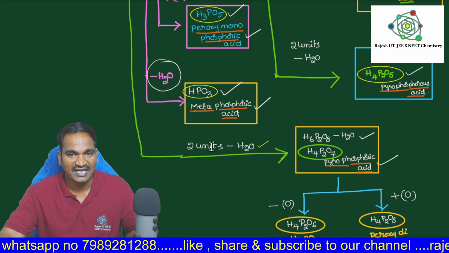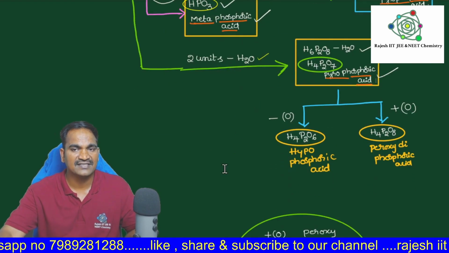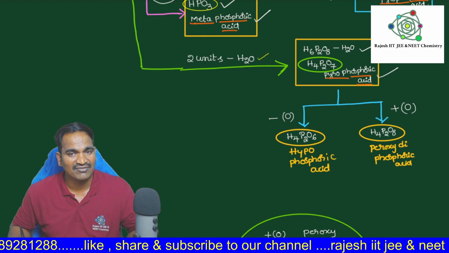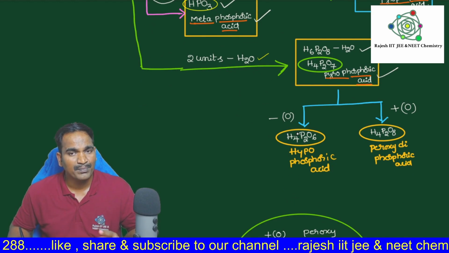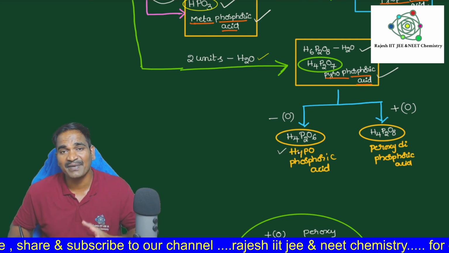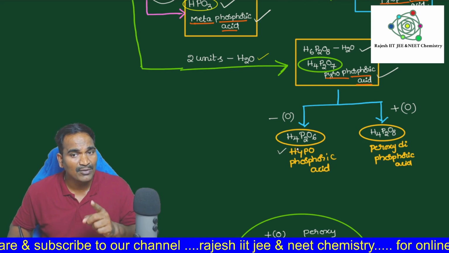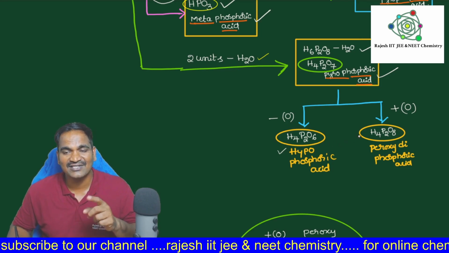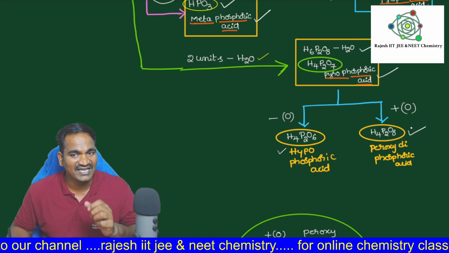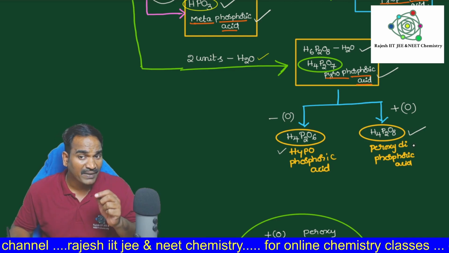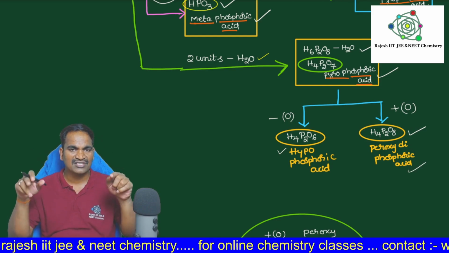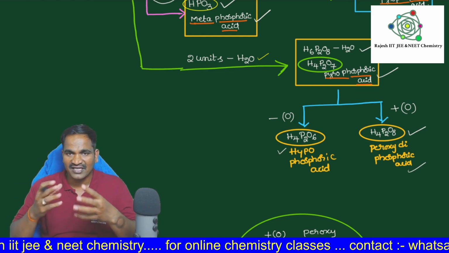Now you see this next step, very important. From this pyrophosphoric acid, if you remove one oxygen, it becomes H4P2O6, which we call hypophosphoric acid. Because its parent is phosphoric only, and you are removing one oxygen, that's why hypo. Next you see here, if you add one oxygen to the pyrophosphoric acid, then it is called peroxydiphosphoric acid. Have you got it? So this is the whole simple chart to remember the names and formulas.